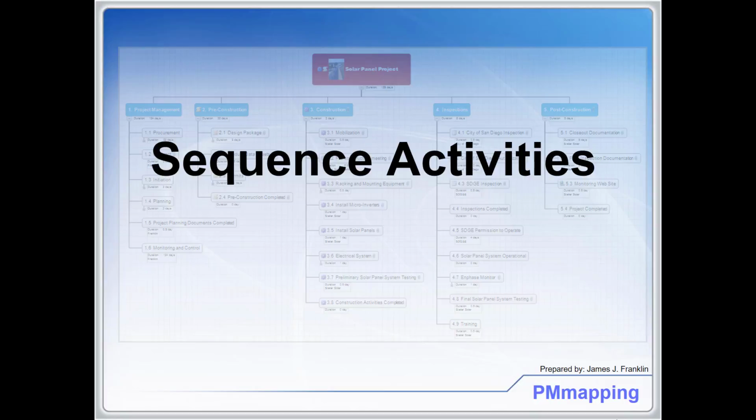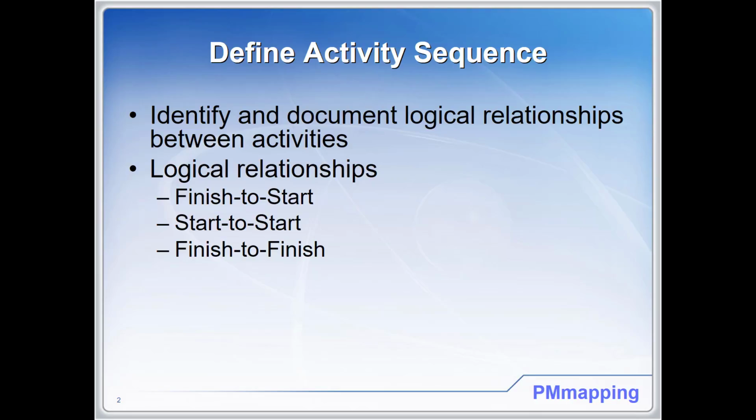A mind map is an excellent tool to sequence activities. You can easily drag and drop activities, and it's also easy to enter predecessors using the Gantt view. Define activity sequence. This is where you're going to identify and document the logical relationships between activities. The logical relationships are going to include finish to start, start to start, and finish to finish.